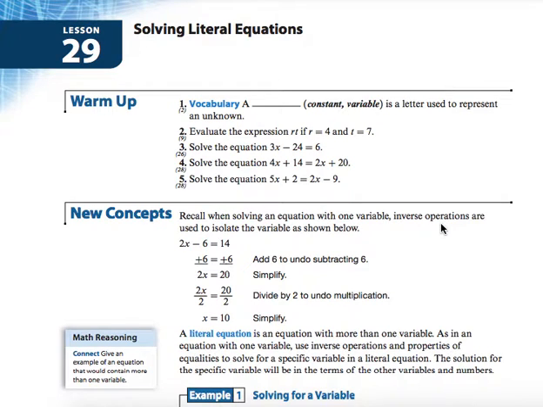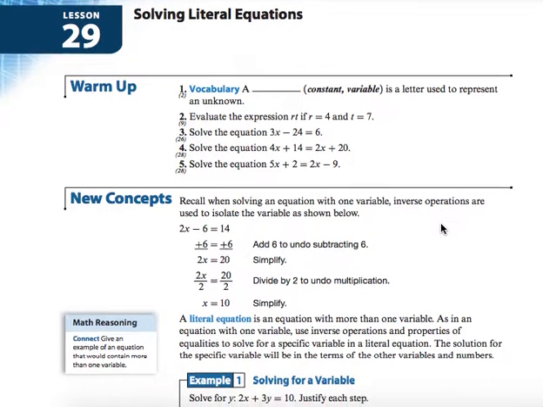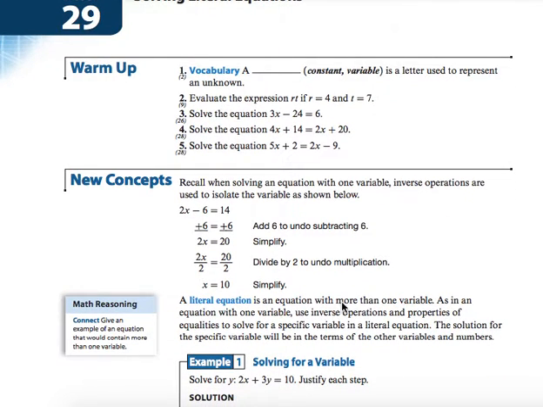Lesson 29 is all about solving literal equations. Now, the term literal is defined right here in our new concepts page, where it says a literal equation is an equation with more than one variable. That's it. That's our basic definition. It has more than one variable.